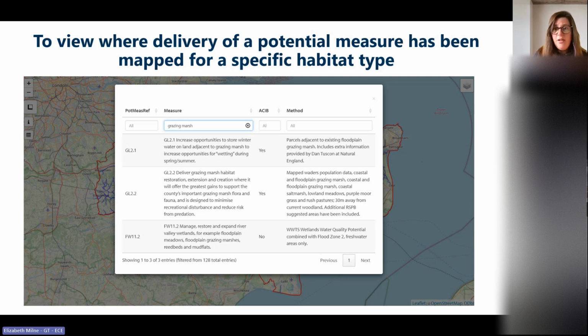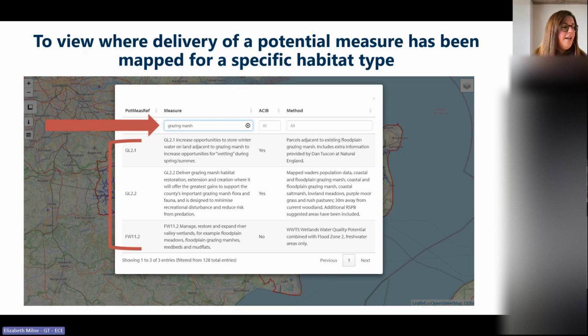But if you don't know the specific measure that you're interested in and are just looking for any measure or priority that relates to a specific habitat type, you can use the table to identify these. So first of all, you would launch the table by clicking the little arrow table on the left-hand side. And then in the table that comes up, you pop in the habitat type you're interested in. So in this case, I've popped in grazing marsh. And when you click it in, what comes up is all of the mapped measures that relate to grazing marsh.